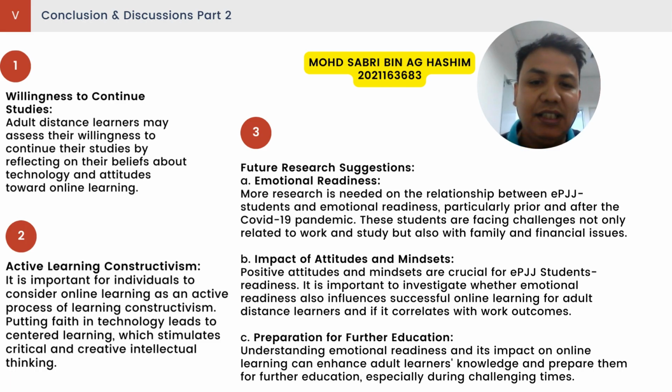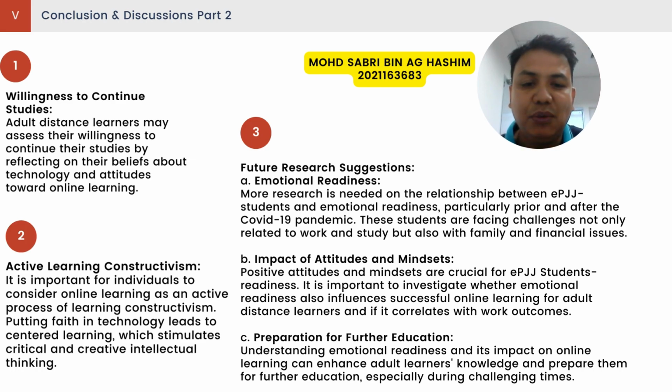More research is needed on the relationship between EPJJ students and emotional readiness, particularly prior and after the COVID-19 pandemic. These students are facing challenges not only related to work and study but also family and financial issues. Number 2, impact of attitude and mindset. Positive attitudes and mindset are crucial for EPJJ students' readiness.